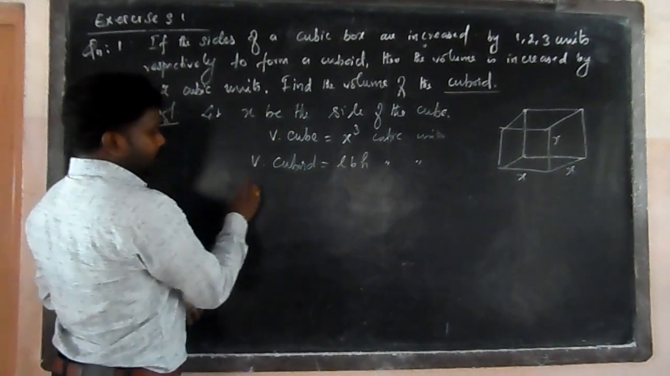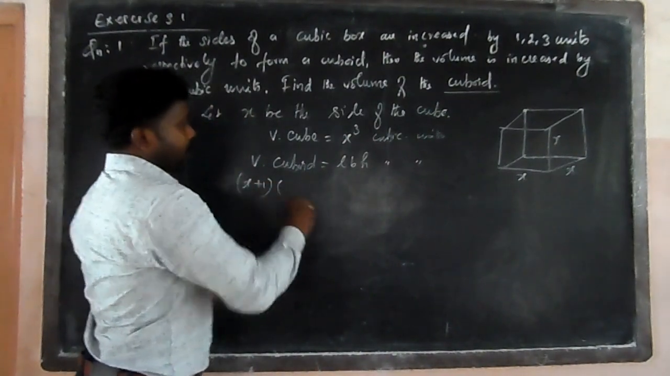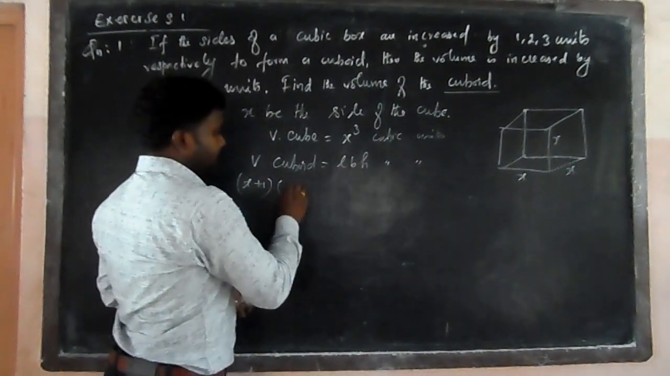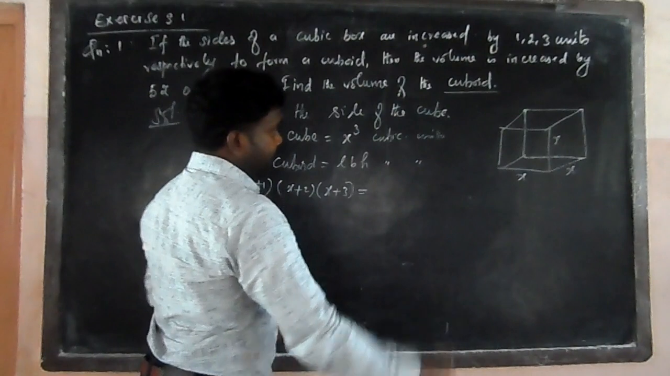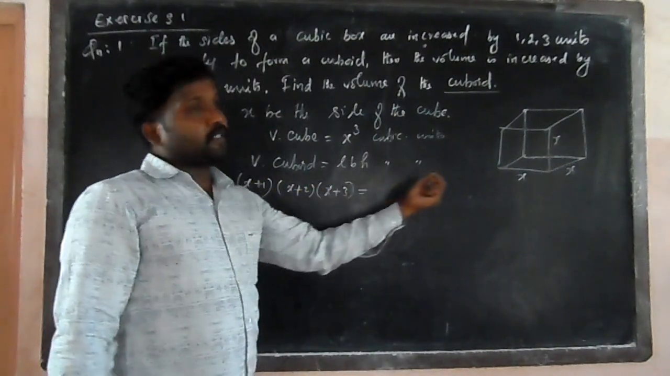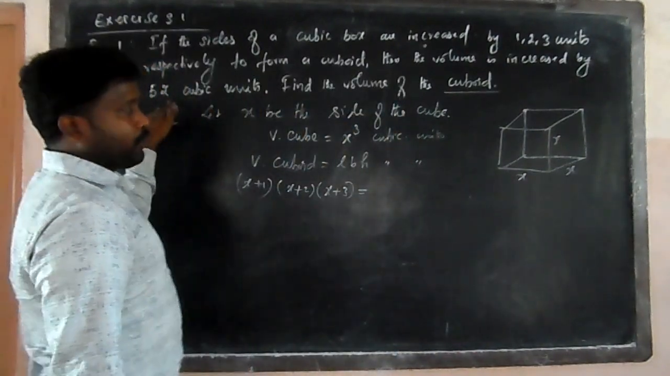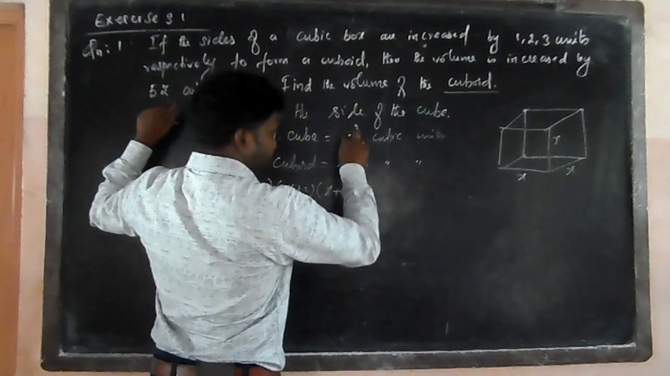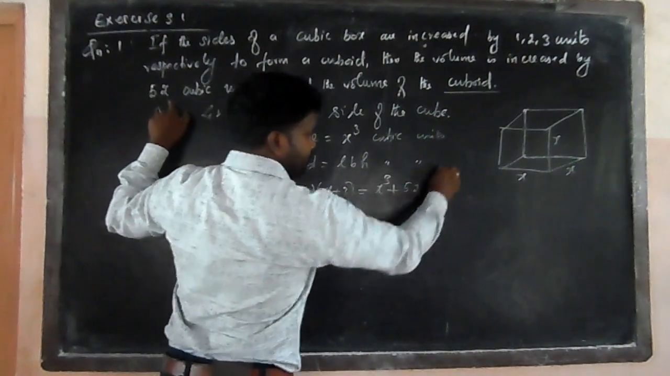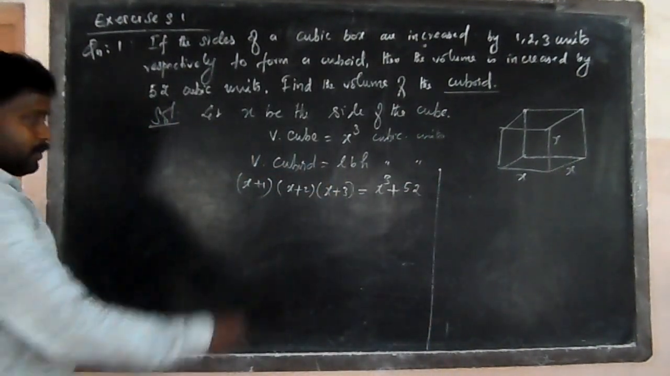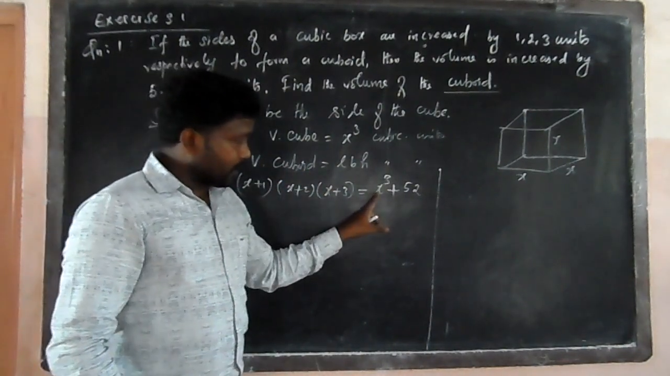So in general, L is equal to the first side. This is increased by 1 unit, so x plus 1. This is increased by 2 units, that is x plus 2. The third one is increased by 3 units, so x plus 3. That value is equal to the cube volume, x cube, increased by 52 cubic units, so x cube plus 52. As a simple multiplication, I want to find the value of x first.